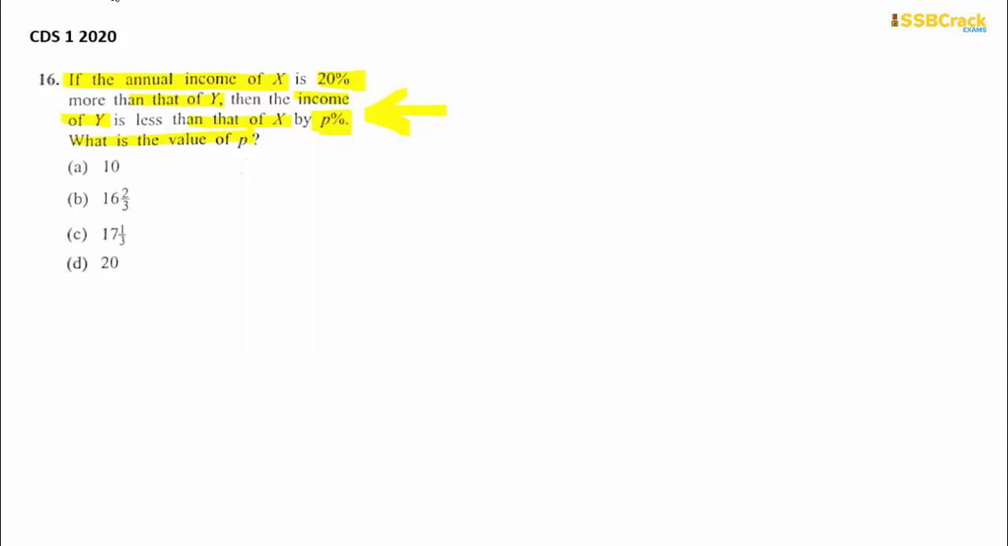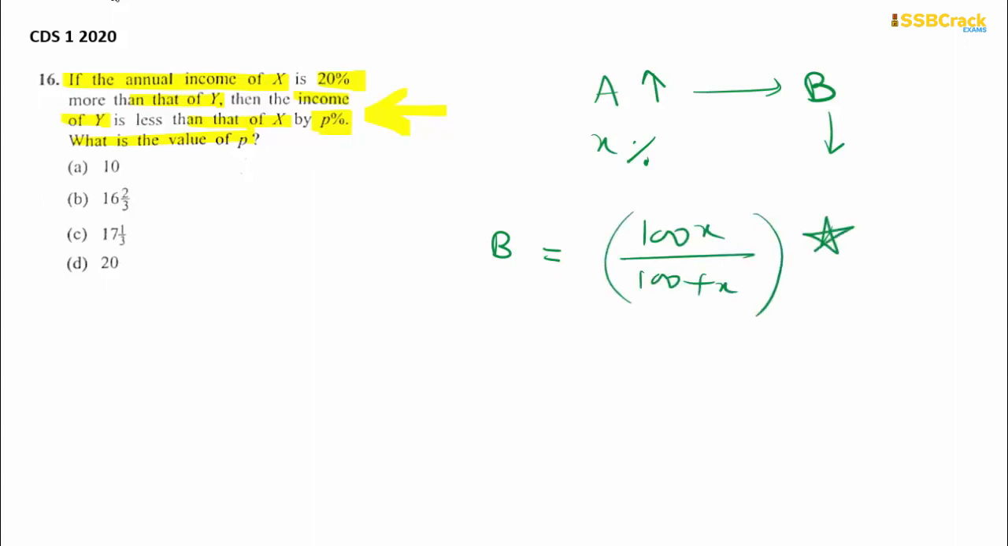Let me recall, there is a trick when A is given certain percent more than another person's quantity, say B, then obviously B would be less. For example, if I say A is x% more than B, then B would be lesser than A by what percent? For that we have a formula: 100x upon 100 plus x. This straightforward formula is easily applicable in this format, and here already they given that Y is less than that of X by P%, means ये जो B का less than का part था इसका value already पता था question में, p.